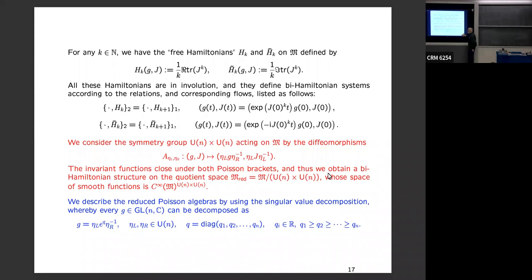reduced variables. You make use of the singular value decomposition, that is every GLNC matrix can be written in this way, and this Q is such a real matrix with eigenvalues distributed like that. And then by the symmetric group, you can remove these factors. You can bring this group element to diagonal form. And also restrict to the regular part when these eigenvalues are actually different.